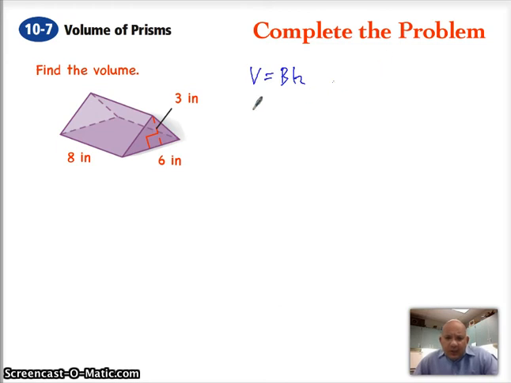So we know that in order to find the area of this base, the area of this triangle, we have to use area equals half base times height. That's little b. So we substitute that in our equation for b here. The area of this triangle would be then 1/2 times 3 times 6 times the height, which is 8.